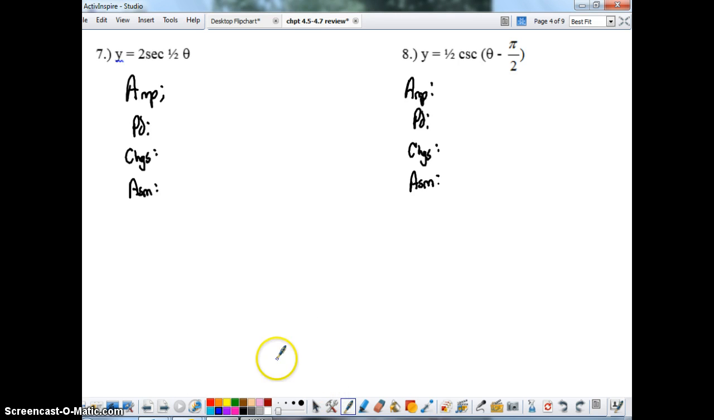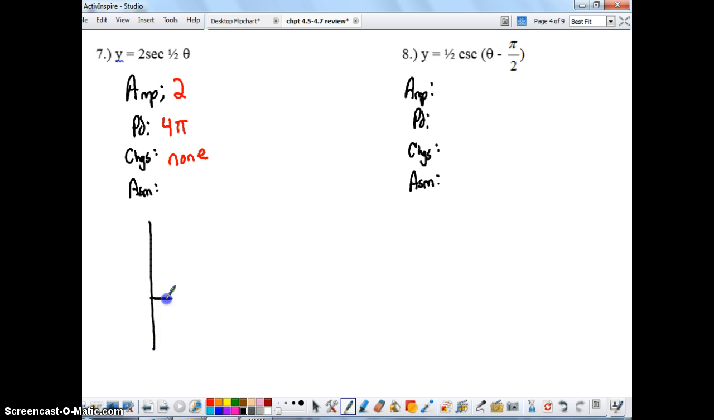All right, next one, number 7. We have y equals 2 secant of 1/2 theta. So amplitude there is going to be 2. Period here is going to be 4 pi. Remember, we take 2 pi divided by the 1/2. All right, there are no other changes. And the asymptotes, we will eventually have those. So when I draw this out, amplitude is up to 2, down to negative 2.